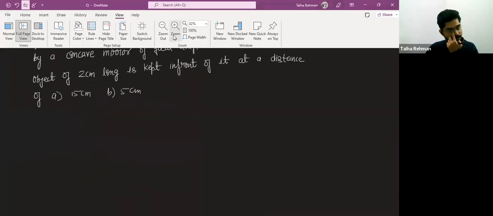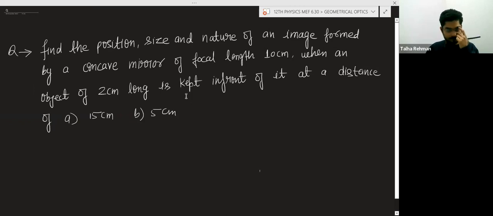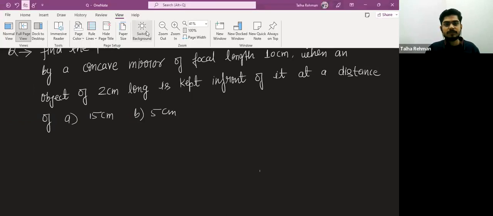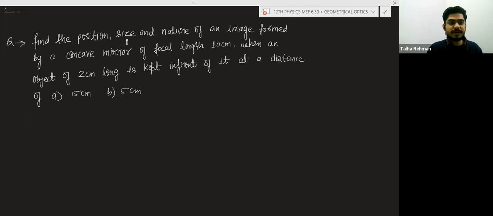Now we will solve this numerical. In this numerical they are saying find the position, then the size, and then the nature. Position means at how much distance from the pole the image is formed. Size means the height of the image. Nature means whether the image is real or virtual, erect or inverted.